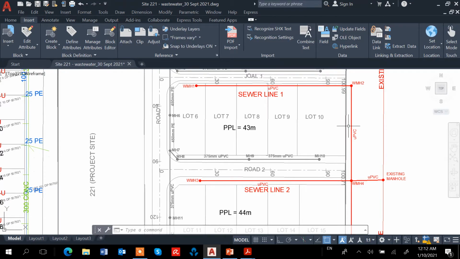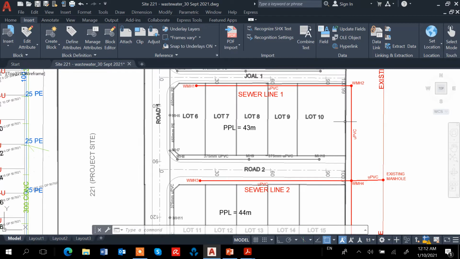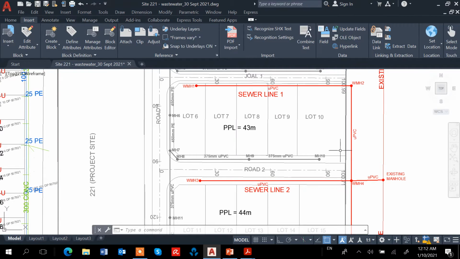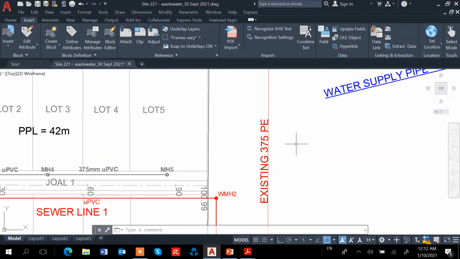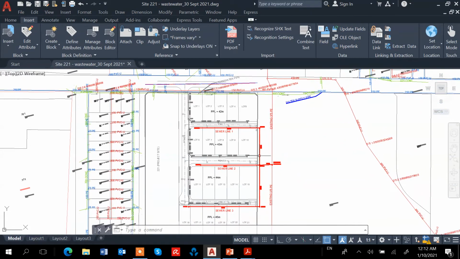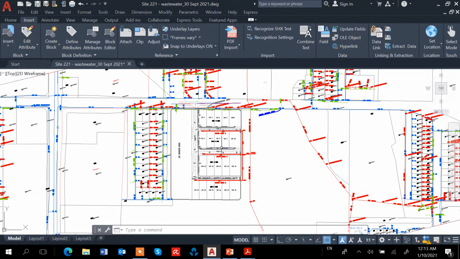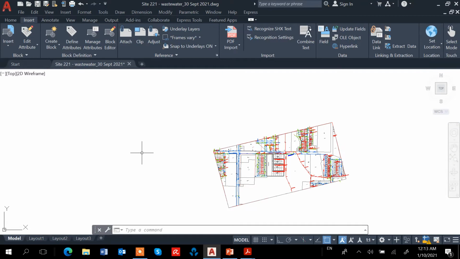So I actually need to do a long section for this as well. To do a long section, we need to find the existing ground level, so later on. Okay, so yeah, that's the plan for this. Later on we need to do the long section, but first of all I need to do some calculation. I have done the calculation, so I will just show you the calculations.